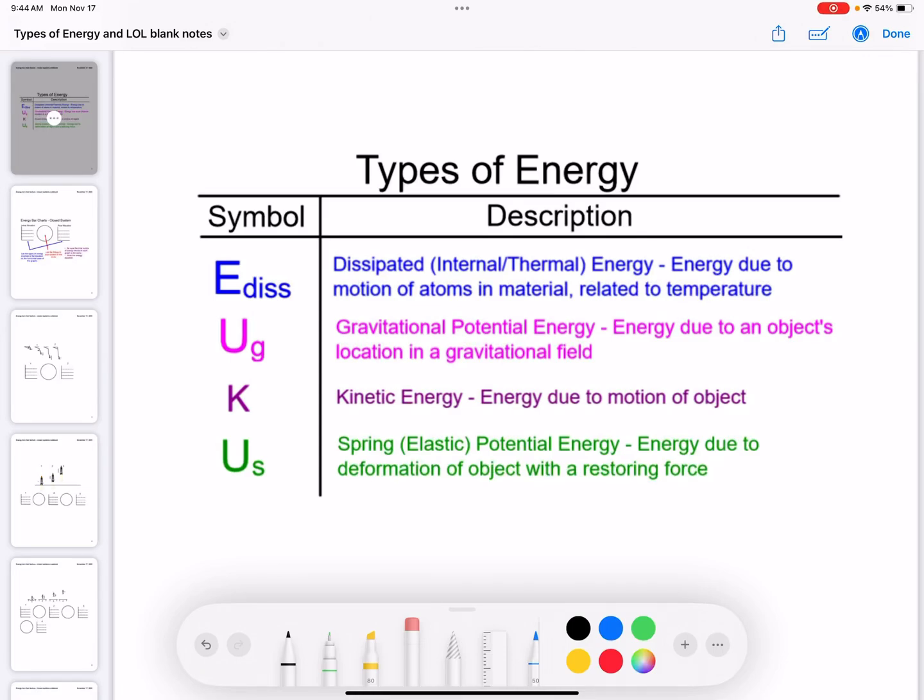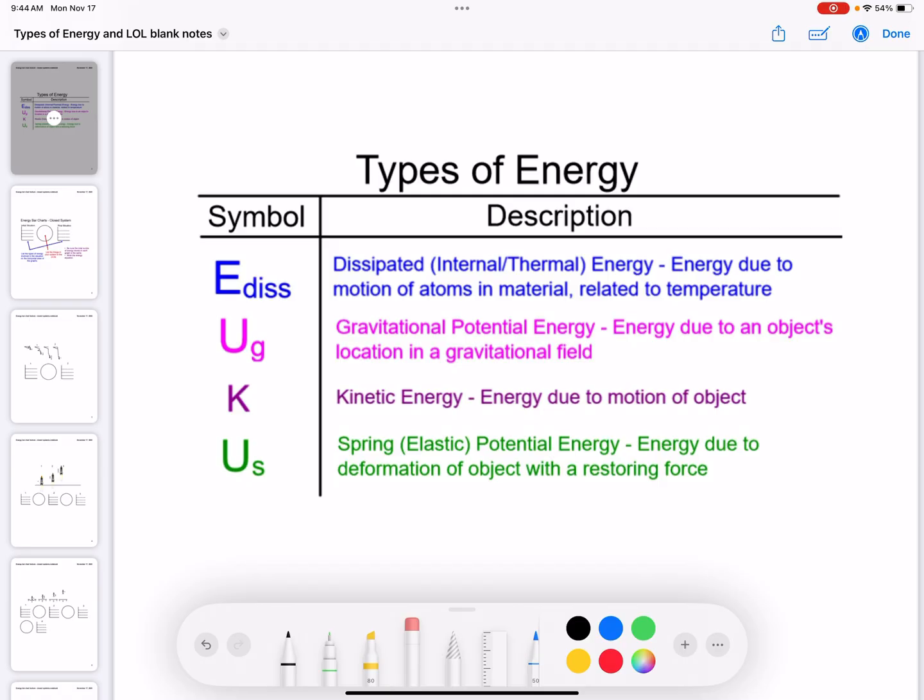We're going to talk about the types of energy. There are 4 types of energy you need to be familiar with in this unit. The first one is dissipated energy. There are several names for dissipated energy. We can also call it internal energy or thermal energy. This is energy due to the motion of atoms in a material, and it's related to the temperature.